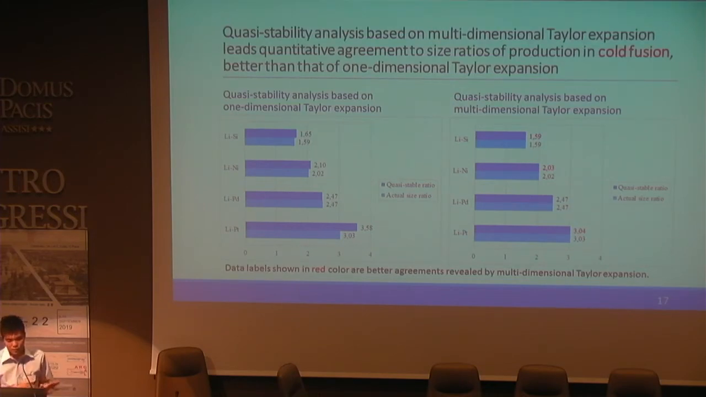Data labels shown in red color are better agreements revealed by multi-dimensional Taylor expansion. This result shows that quasi-stability analysis based on multi-dimensional Taylor expansion leads to better agreement with size ratios of production in cold fusion than that of one-dimensional Taylor expansion.